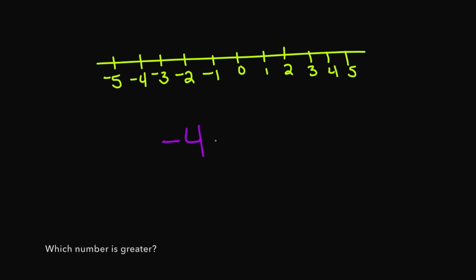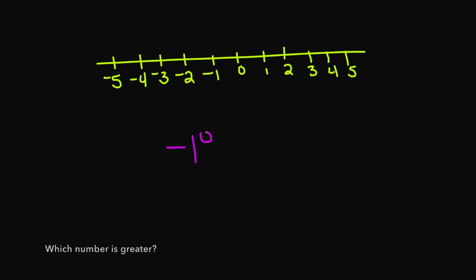What about -4 and -4? If we are comparing these two numbers here, of course, we can say that -4 equals -4. What about -2 and -10? Which number is greater? By comparing these two numbers, -2 is going to be greater than -10 because -2 is closer to 0 than -10.